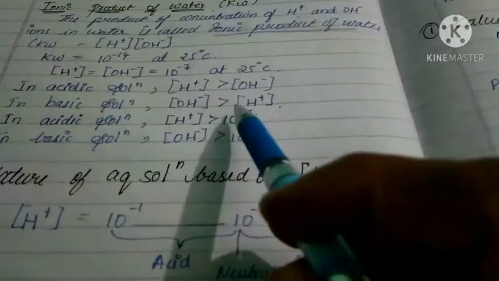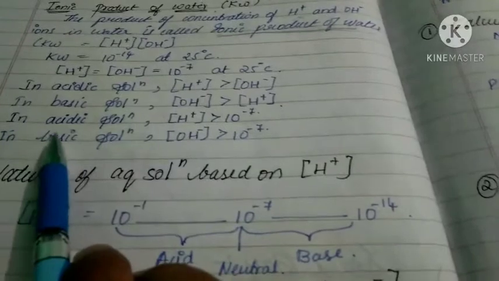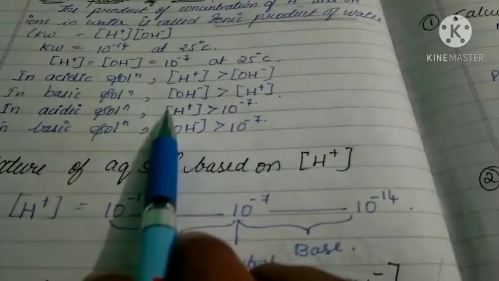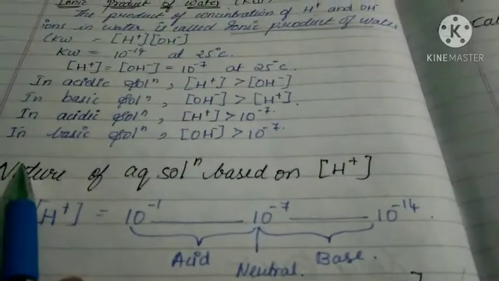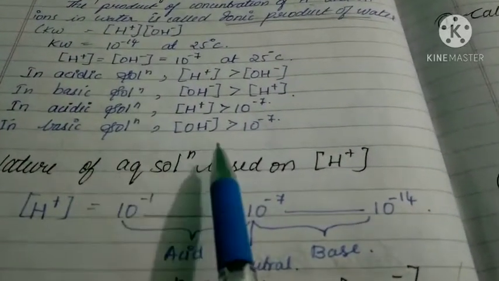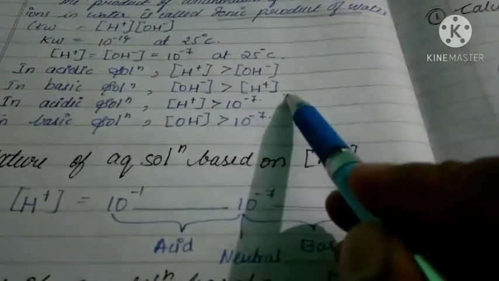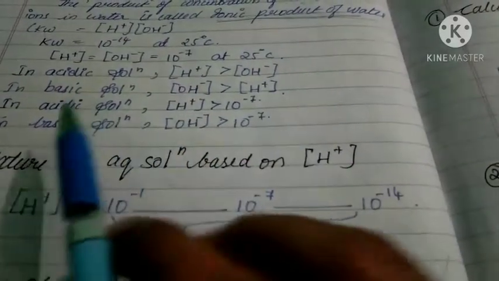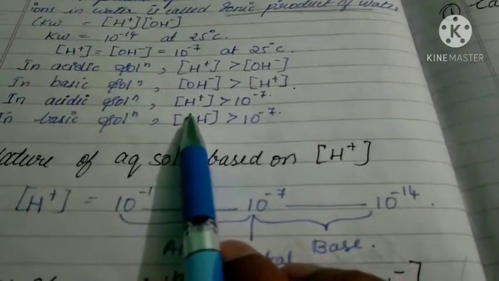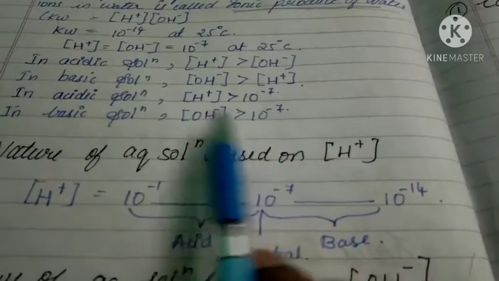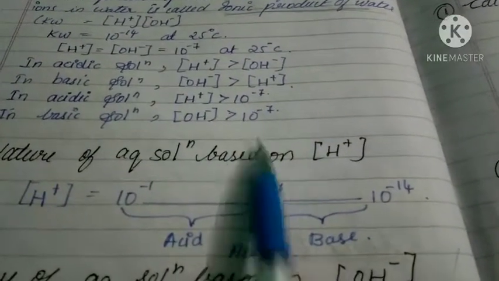Here there are some more new points. In acidic solution, H plus concentration value is greater than 10 to the power of minus 7. Similarly, in basic solution, OH minus concentration is greater than 10 to the power of minus 7. These 2 points are old points. These 2 points are new points. What are those points? In acidic solution, H plus concentration is greater than 10 to the power of minus 7. In basic solution, OH minus concentration is also greater than 10 to the power of minus 7.